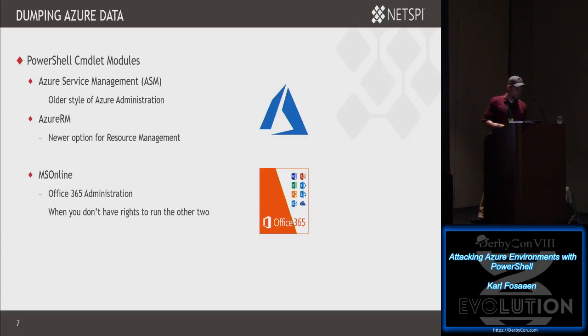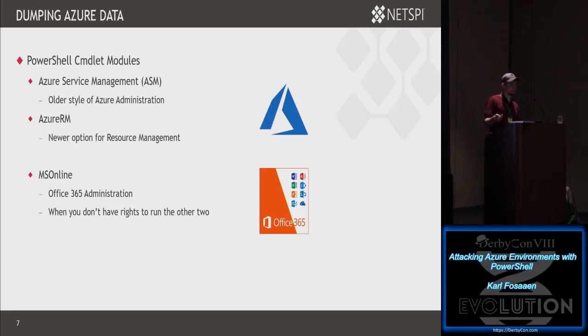So for the PowerShell commandlet modules, there's 3 different ones that the MicroBurst tools rely on. MicroBurst is the name of the tools repo where all of these PowerShell tools live, and we'll show a link to that in a minute here. But we make use of the Azure Service Management, or typically ASM. It's actually just Azure in the modules for PowerShell. Azure RM, which is kind of the slightly newer option. It's Azure Resource Management.